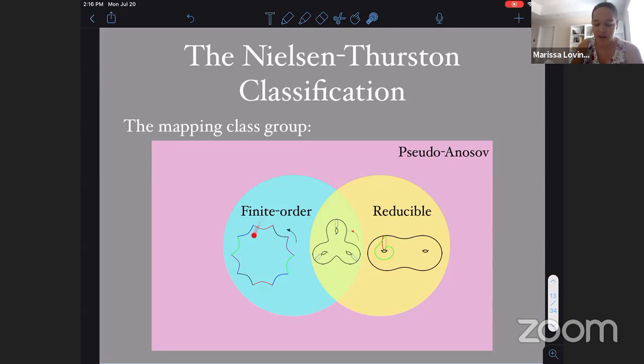So these are our finite order irreducible, here's a finite order and reducible, and here's an infinite order reducible. If you keep twisting around this Dehn twist, you're going to get a copy of Z. You're never going to come back to yourself. And then in the complement of this, the infinite order and irreducible elements, these are something called pseudo-Anosov.